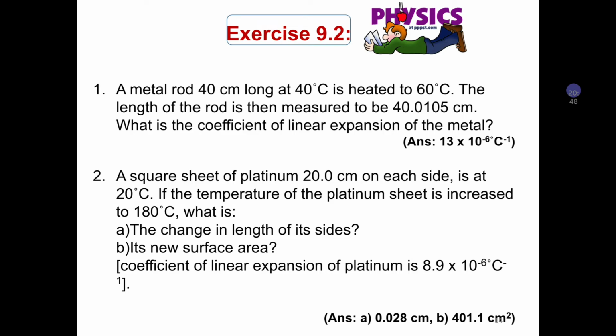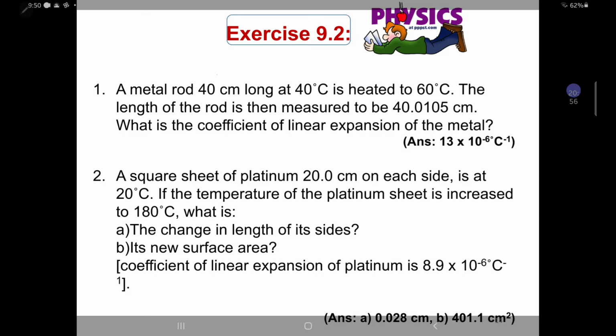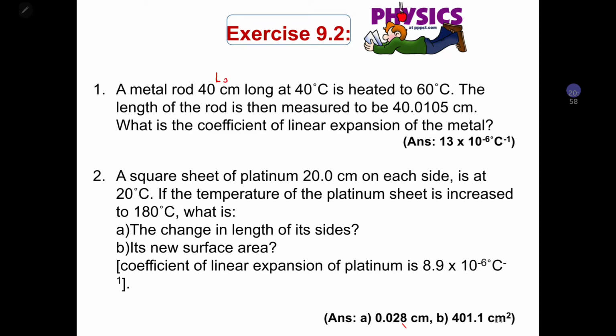Alright, so this is exercise 9.2. Please try at home. For example, number 1, a metal rod. This is the original length, L naught. This is T1, T2, so delta T is equal to 20 degrees. This is the final length, L. So what is the coefficient? They ask for the value of alpha.